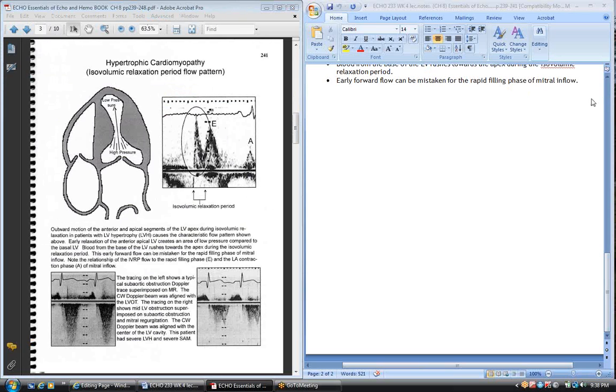This is your isovolumic relaxation period flow. This is the flow here they're referring to. Outward motion of the anterior and apical segments causes a characteristic flow pattern shown above.